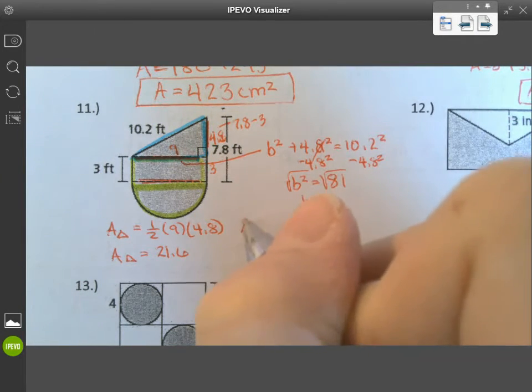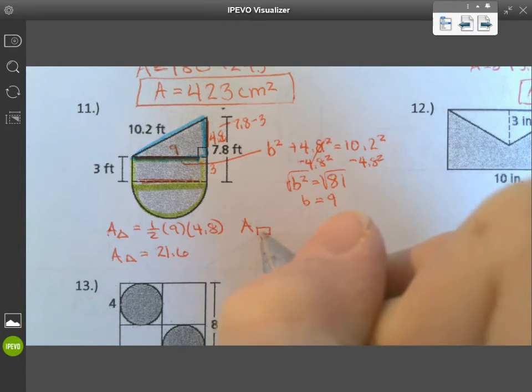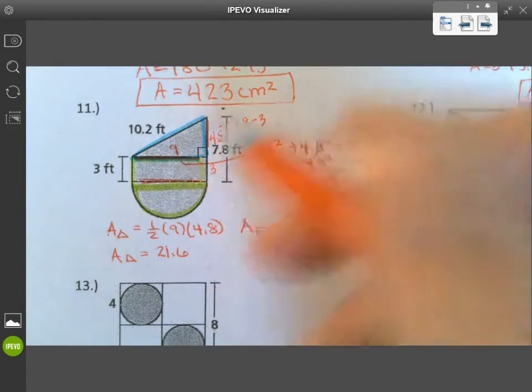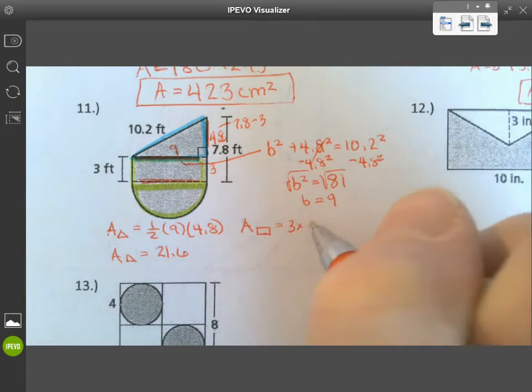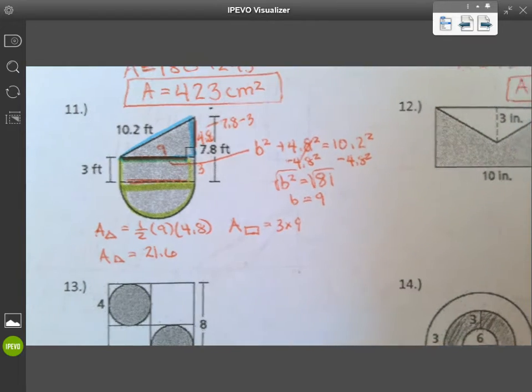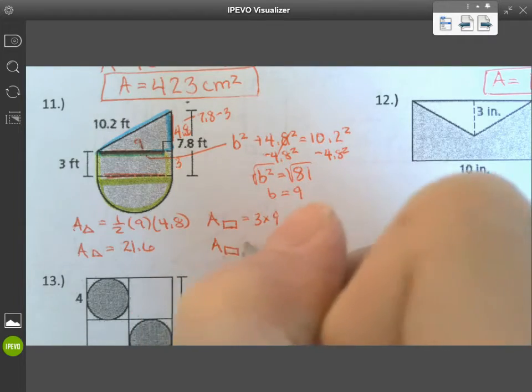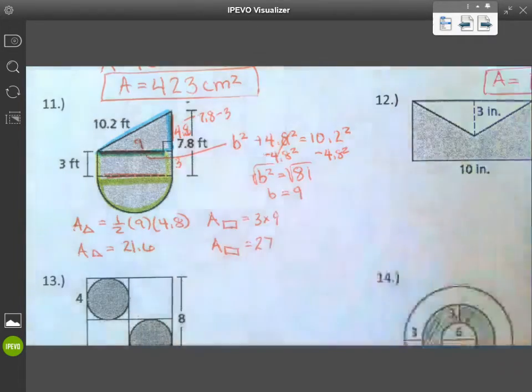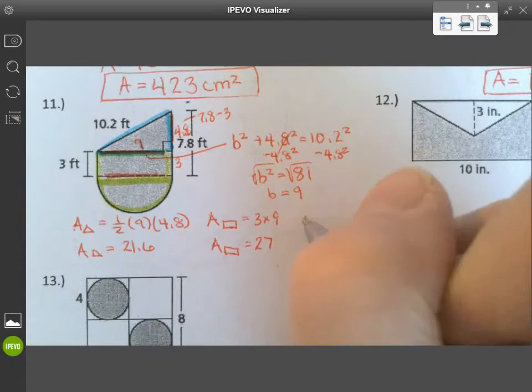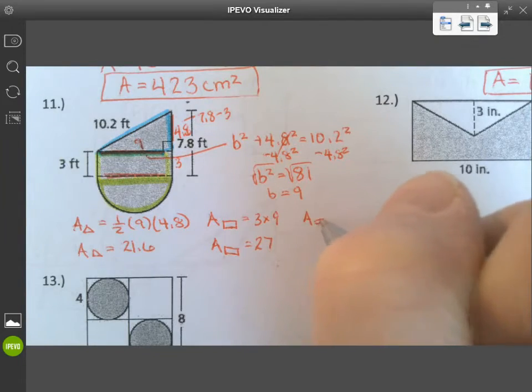Now, find me the area of the rectangle. Wouldn't that be 3 by 9? And you want to show us what you're putting in. I know it's some writing. So the area of my rectangle is 27. And then I need the area of the half circle.